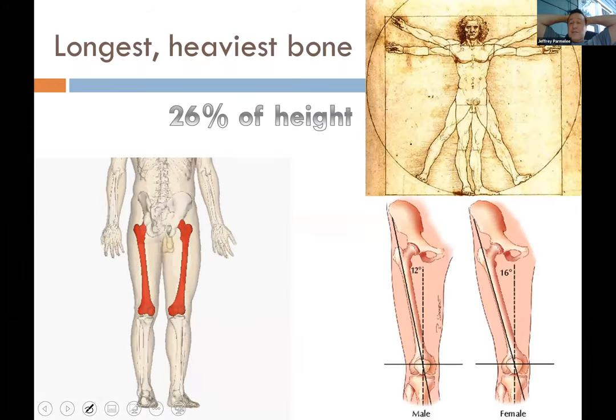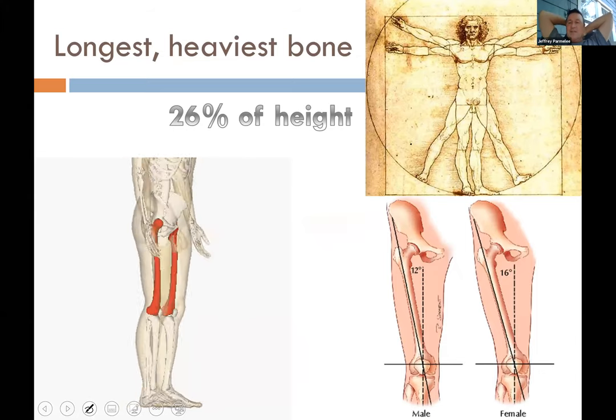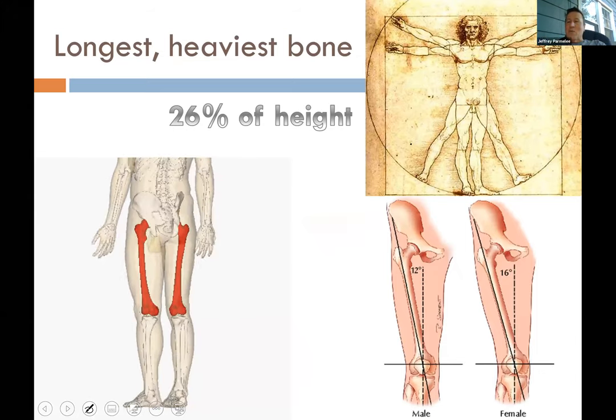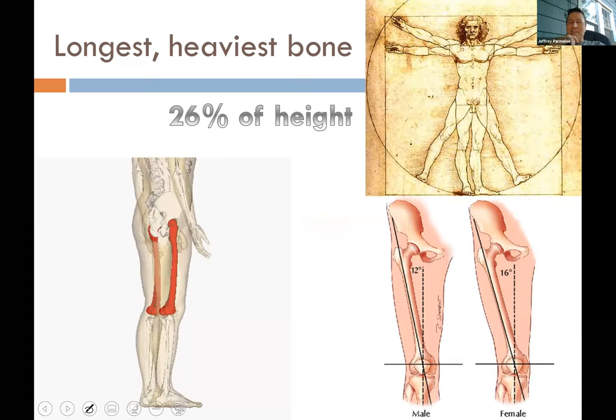All right, so this femur, it's about a quarter of your height. So if they find a femur, they can measure it times 4 and that's about how tall that person was. Massive bone, obviously.